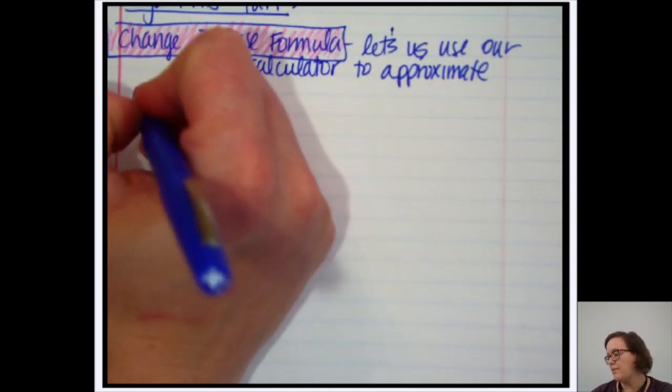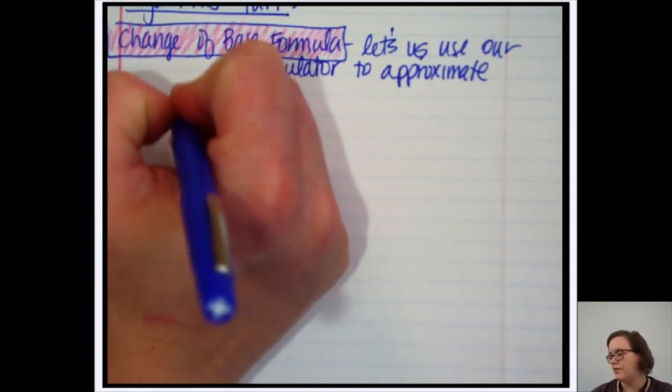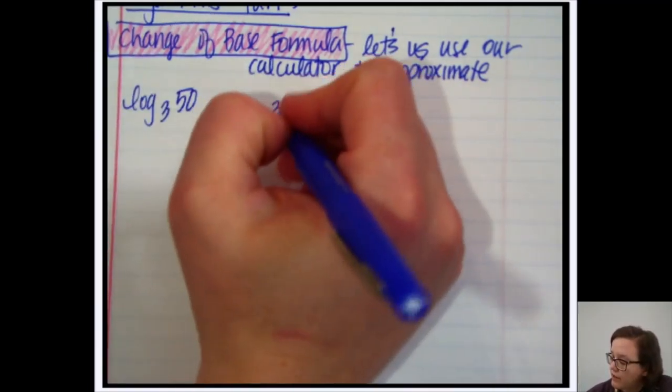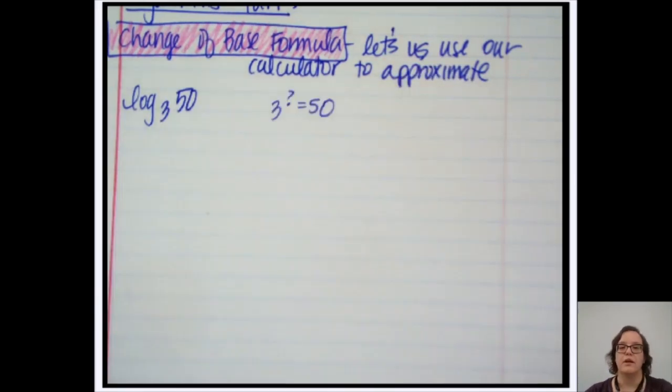So let's say we have log base 3 of 50. What we would have been doing earlier is saying 3 to the what power is 50. And if we go through our powers of 3, we run into a problem because 50 doesn't show up on our chart. So what do we do? Well, we could start approximating. We know 3 cubed is 27, 3 to the 4th is 81, and 50 is in between 27 and 81. So we know our answer is between 3 and 4.